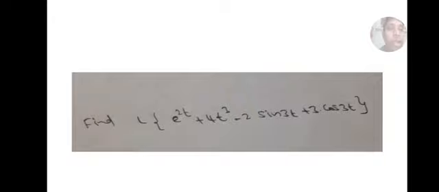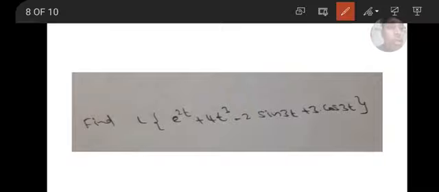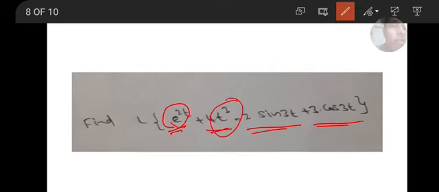Okay, next homework problem. Find L of e to the power of 2t plus 4t cube minus 2 into sin 3t plus 3 into cos 3t. Do this as homework. It is a sum of 4 functions: first function, second function, third function, plus fourth function. By linearity property separate the functions. Coefficients are outside. Then apply the formula. Here e to the power of at, here t to the power of n formula, sin at formula, cos at formula.